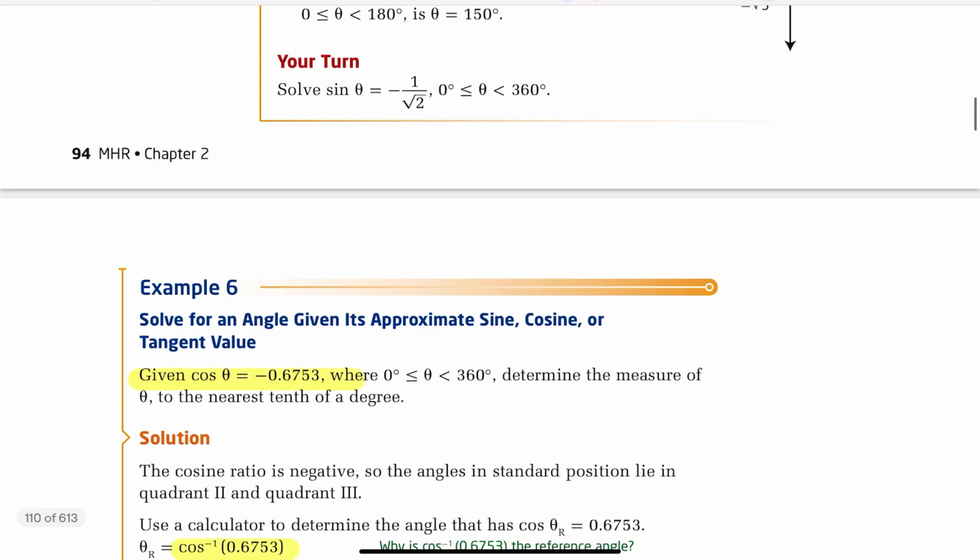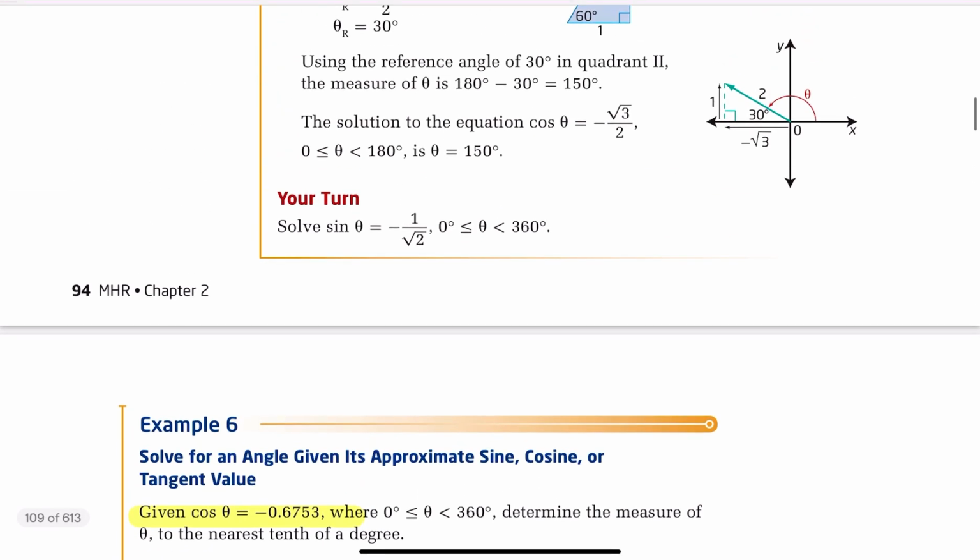Okay, so example 6, given this angle. This is a very easy question. The cos of an angle is minus 0.6753, and the angle is between this. So determine the measure of theta. As I said before, this is a cosine. They are telling you the cosine is negative. The cosine is negative just in this section.